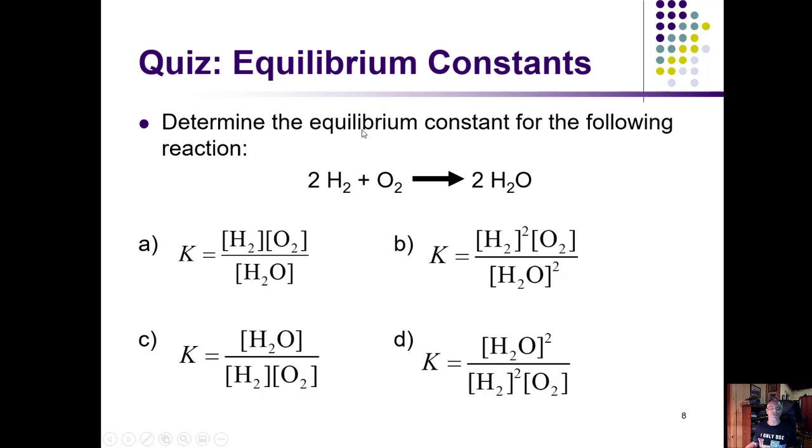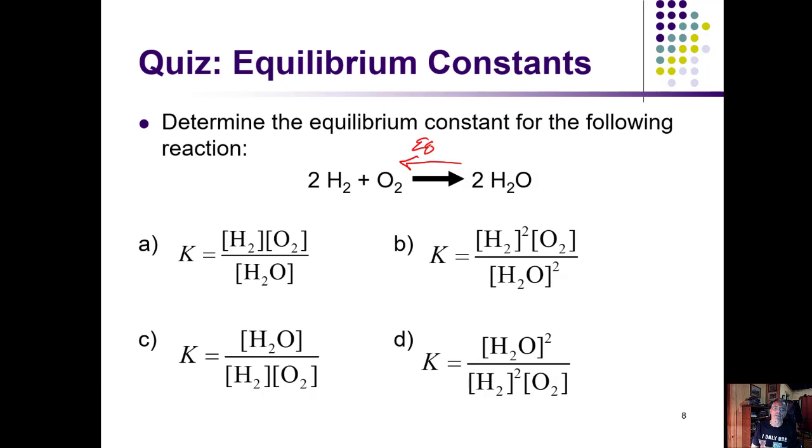So here we go. Determine the equilibrium constant for the following reaction. Here's our equilibrium reaction. If you haven't noticed it before, let me make sure that you get it. The equilibrium reaction is denoted, generally, with the forward direction on top and the reverse direction on bottom. I've reversed that, but don't worry about that.